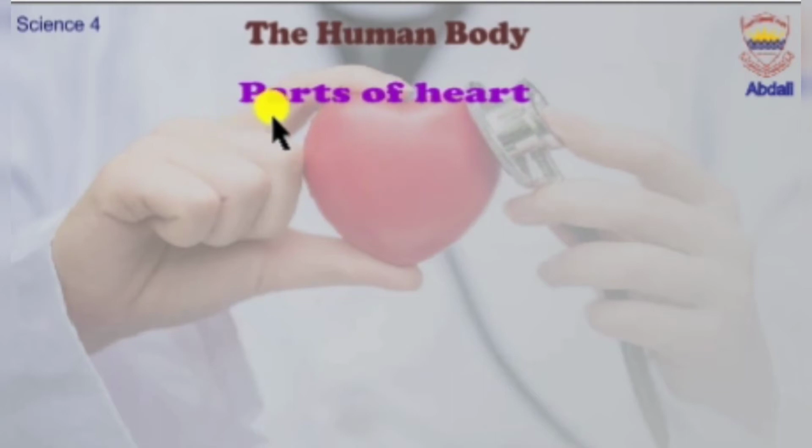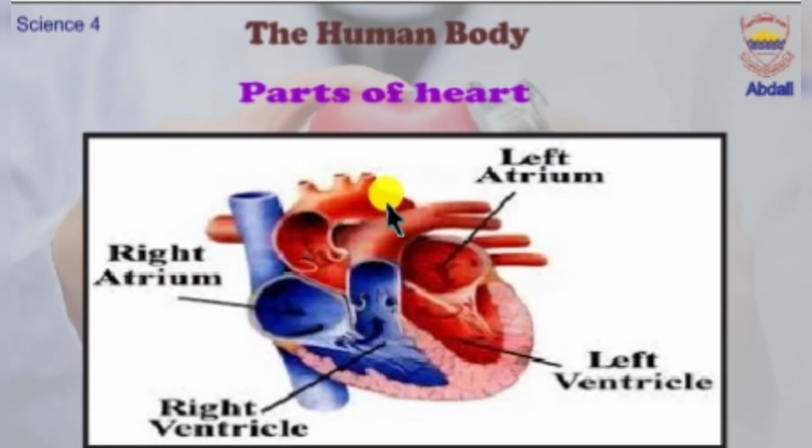The heart is actually divided into 4 chambers: left atrium, left ventricle, right atrium, and right ventricle. There are 4 chambers in our heart. As you can see in this picture, there are 4 chambers in our heart.